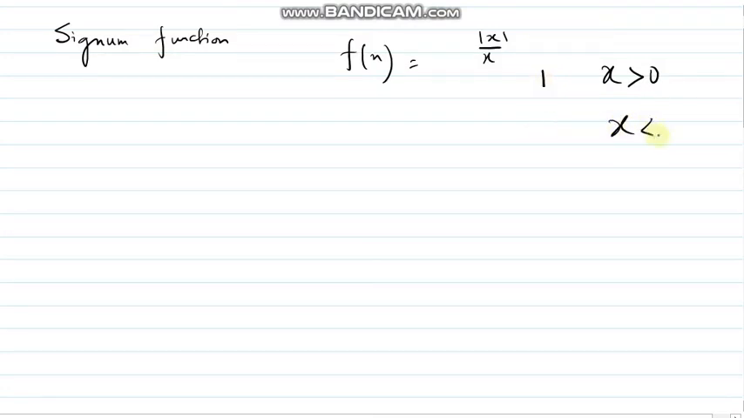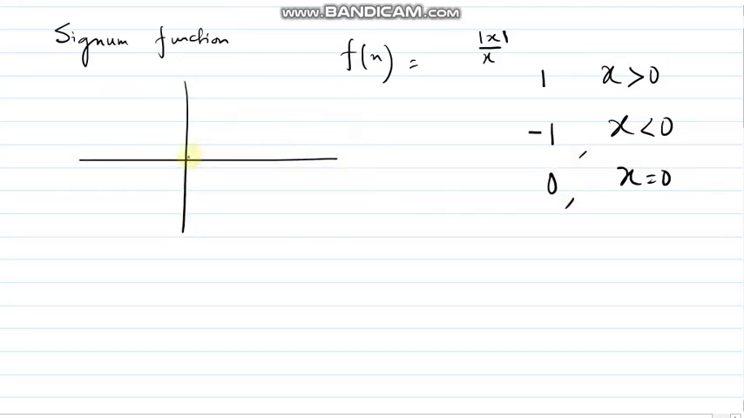If x is less than 0, then the numerator will also be positive because it's the mod, the absolute value, but the denominator is negative, so the function value will be -1. For x equals 0, the function is indeterminate, so we are going to take it as 0. If I draw the graph, when x is more than 0, it will always be 1. If it is less than 0, then it is -1. The point here is (0, 1), this is (0, -1), and for 0 it will be this point 0, right?